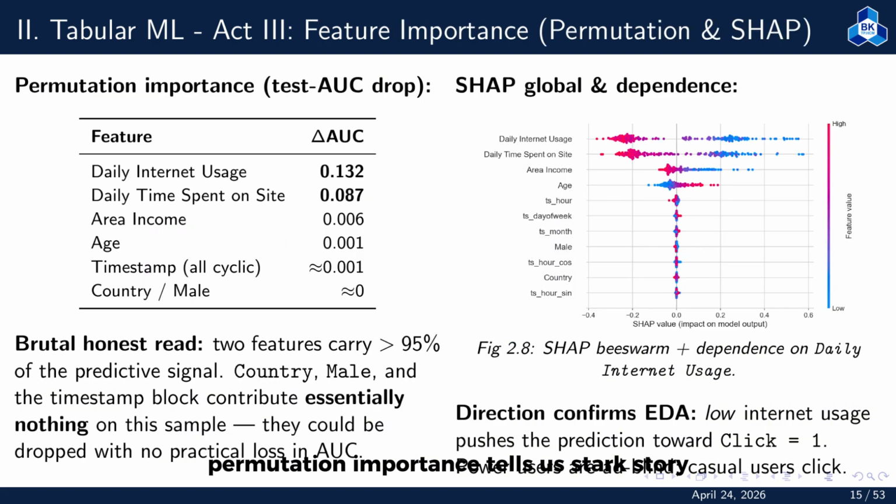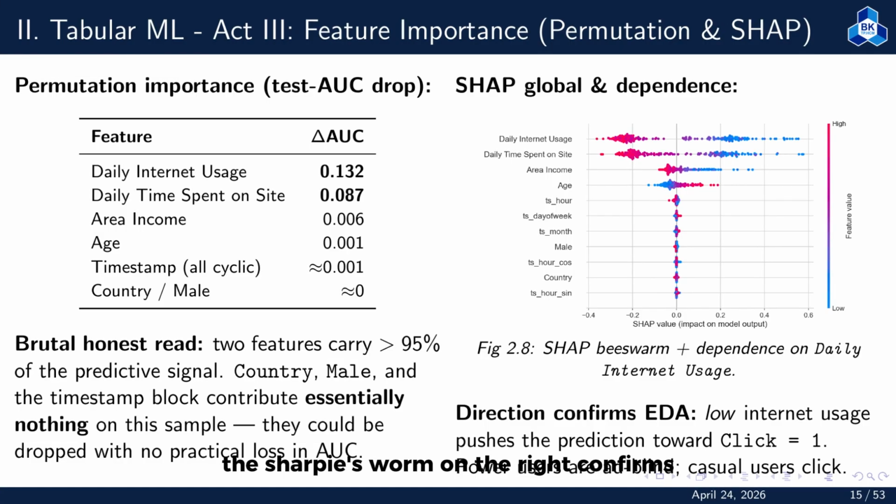Permutation importance tells a stark story. Daily internet usage and daily time spent on site together carry more than 95% of the predictive signal. Area, income, and age contribute marginally. Country, male, and the entire timestamp block, the features we spent the most engineering effort on, contribute essentially zero. Honest take, they could be dropped with no practical loss in AUC.